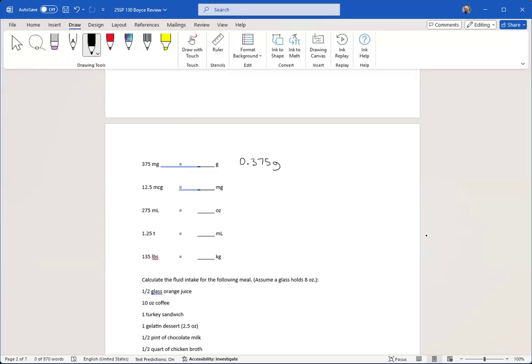When you have basic metric to metric conversions, you do not round them. You will round if you go into different units, like pounds to kilograms, and I'll show you that example in just a second. With this 12.5 micrograms, you're going to get 0.0125 milligrams, and that is your answer. Do not round that. Do not forget your zeros here. That's the answer you put on your test, and then you go on to the next thing.